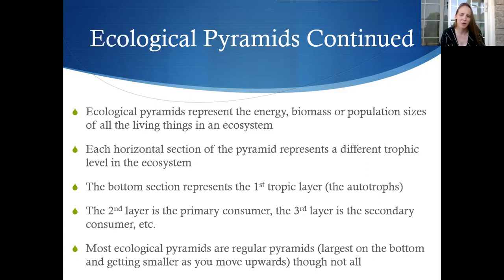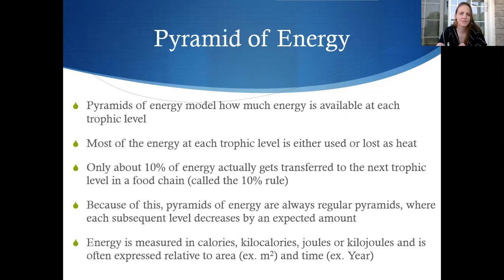Most ecological pyramids are regular pyramids, which means they look like a normal pyramid that is largest on the bottom and then gets smaller as you move upwards. Though we can also have irregular pyramids where you might have a smaller section and then a bigger section on top of it and stuff like that. We'll go through what causes that.